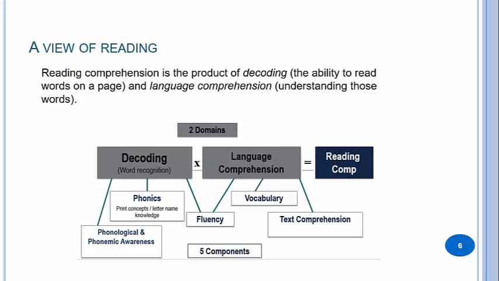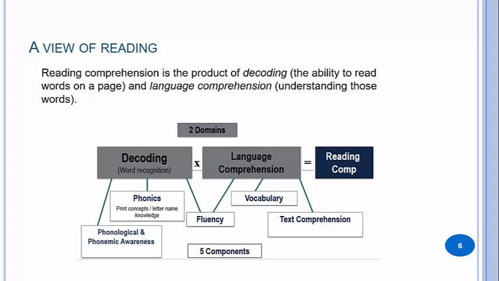But basically, under decoding, you have to explicitly teach phonological and phonemic awareness and then phonics, right? And under language comprehension, vocabulary and text comprehension, and you have to build fluency in both in order to multiply them together to get reading comprehension. So it's very important that teachers understand how to teach reading. And that's a real challenge nationally. In our state, I'll speak specifically, it's a very big challenge.